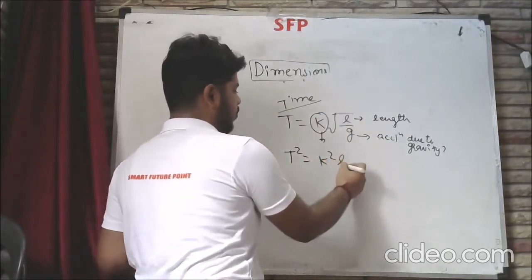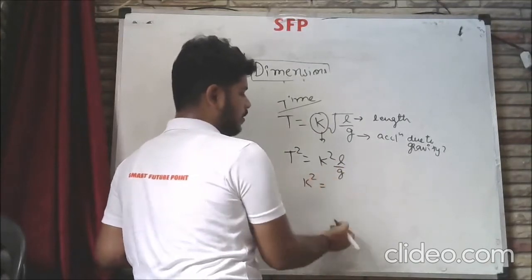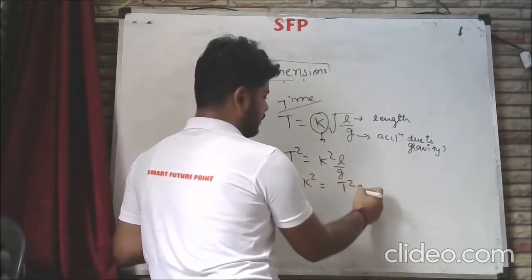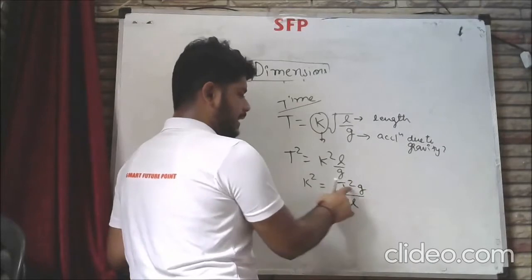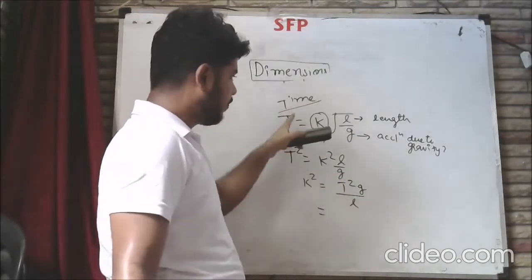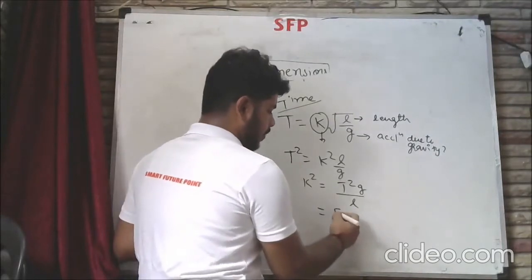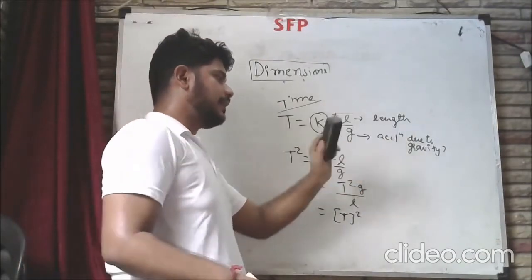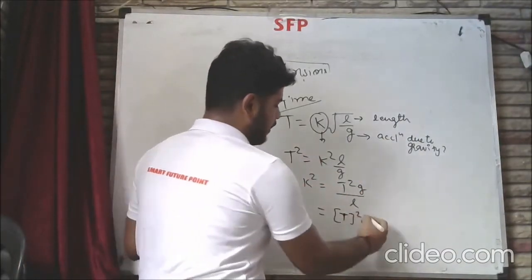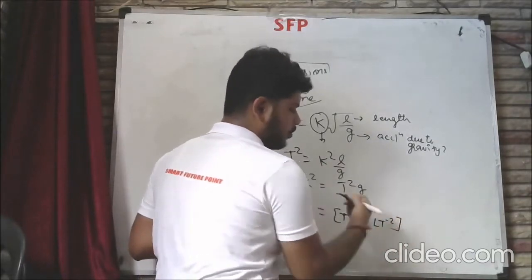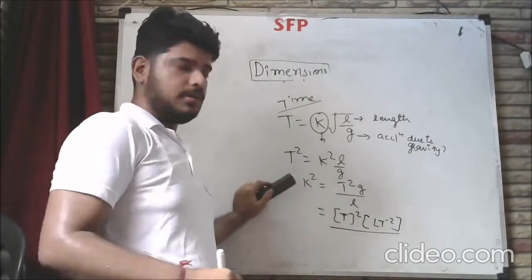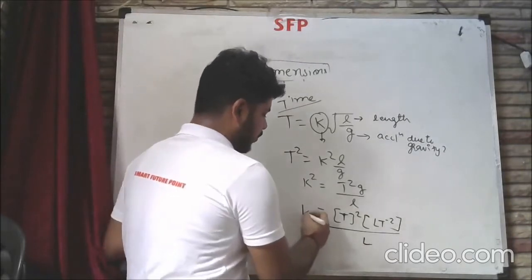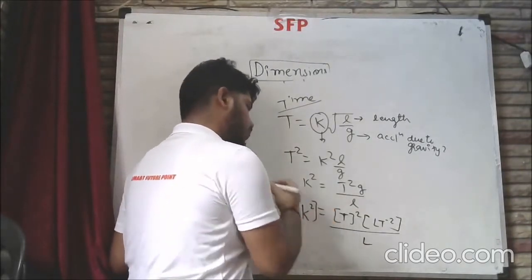T square will be K square L by G. We have to find K square. K square is nothing but T square G by L. Find T is what? T is your time. It is represented by T square. G is what? Acceleration due to gravity. So mainly it is acceleration. We have found acceleration in this class. It is nothing but LT minus 2. And what is about this L? This L has length of L. And this is your dimension for K square.